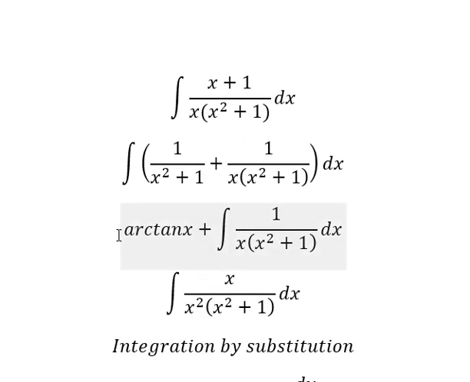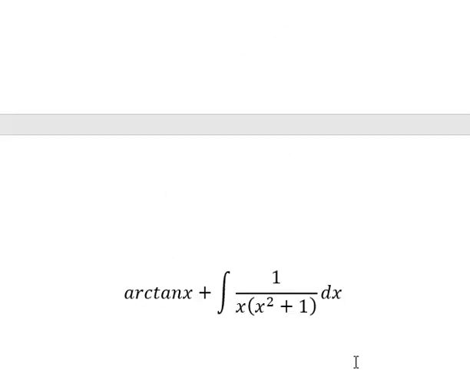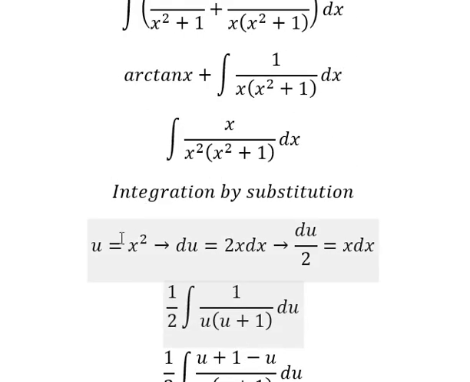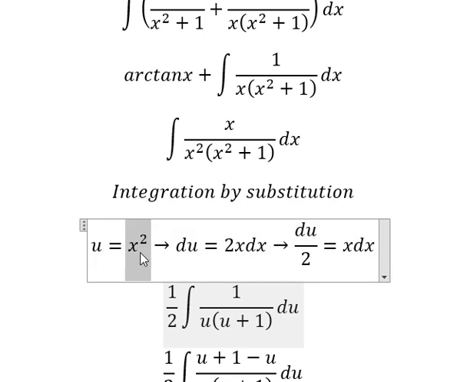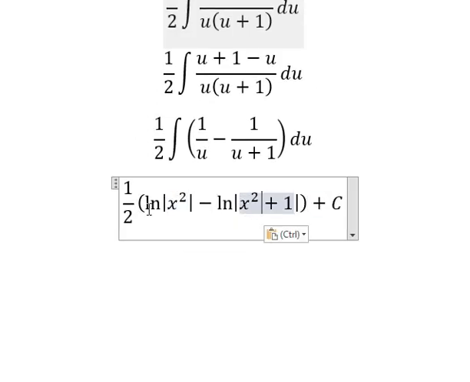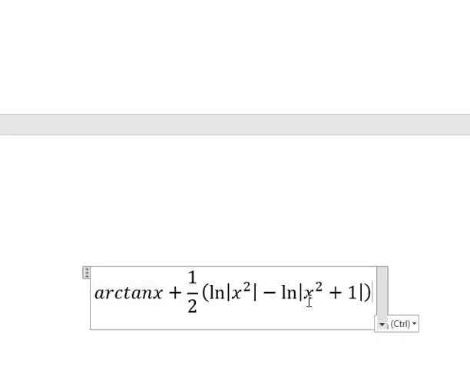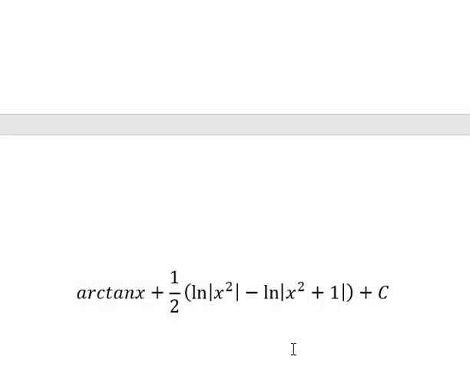Now we return back to this one. So we can see that u is s squared. So I will put this one here. And this is the final answer.